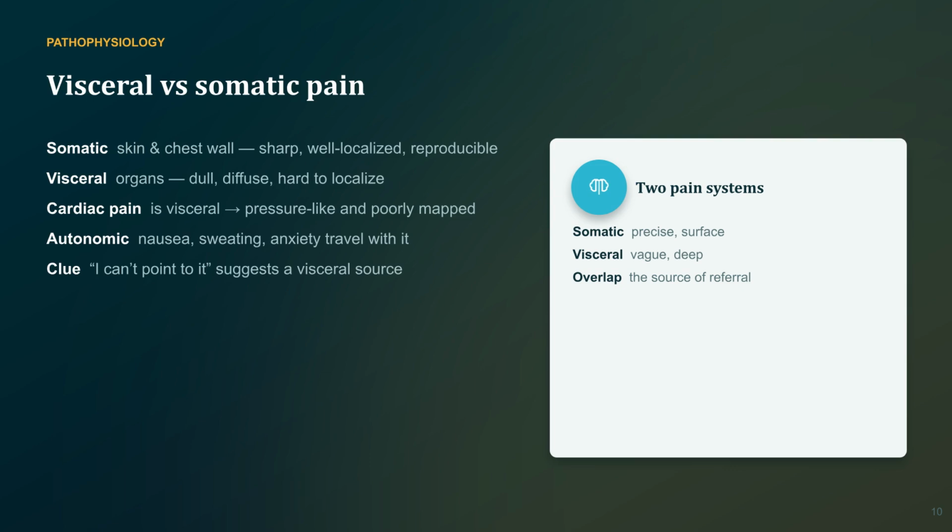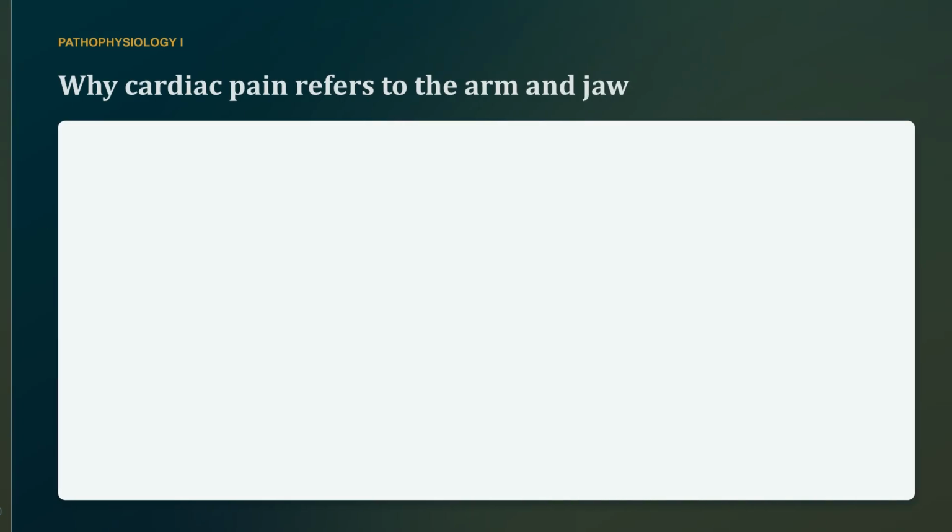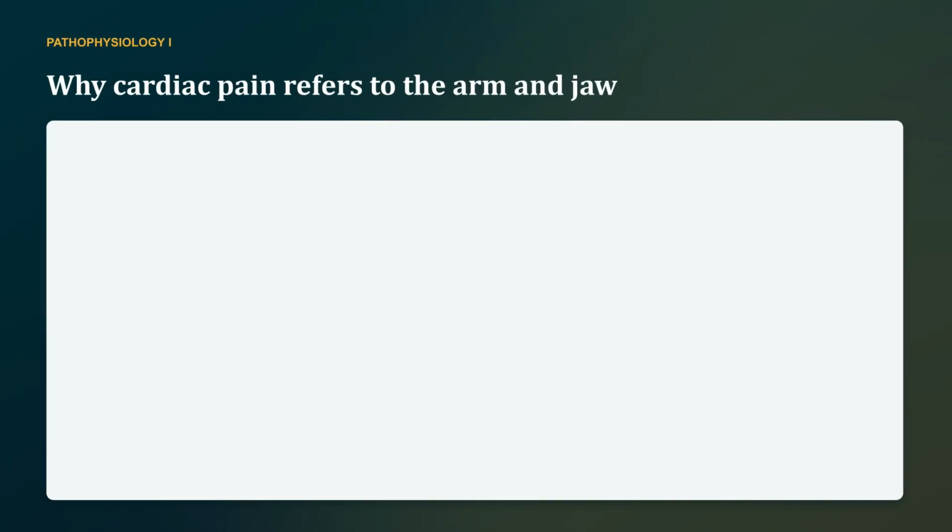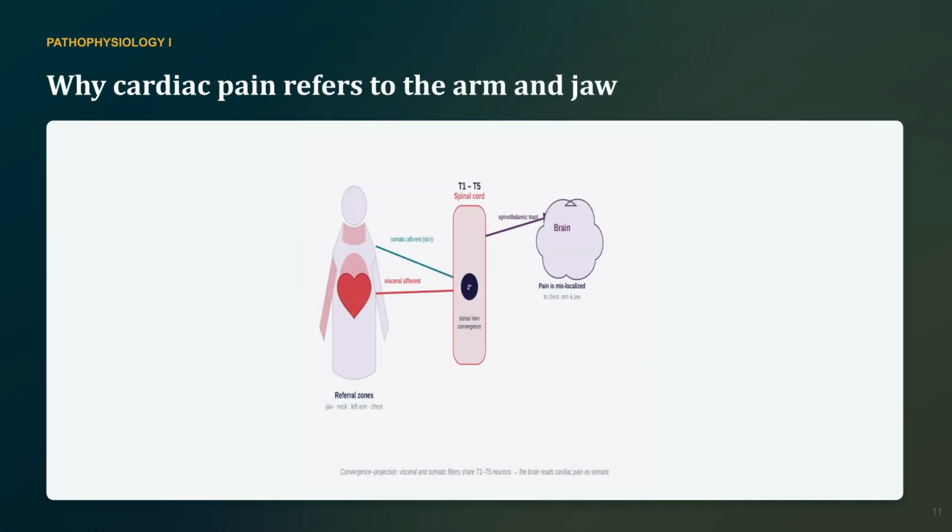Patients often struggle to point directly to the source of cardiac pain, as it typically presents with autonomic symptoms like nausea and sweating. This diagram explains why cardiac pain refers to the jaw and arm. Visceral afferents from the heart and somatic afferents from the chest wall converge on the same neurons in the spinal cord. Because the brain cannot distinguish the origin, it misinterprets the signal as coming from the body wall.